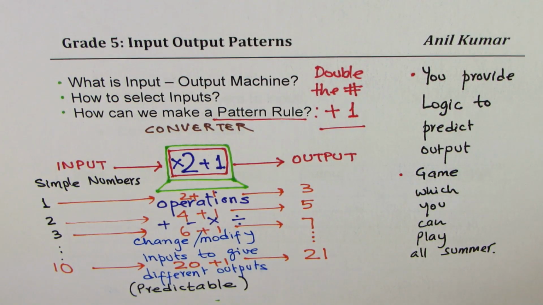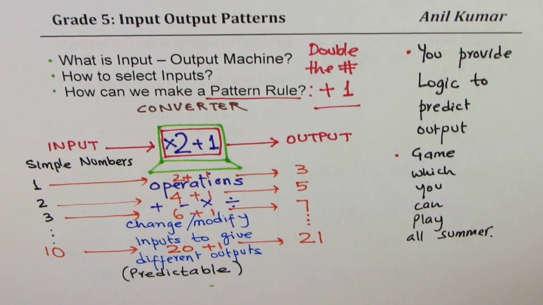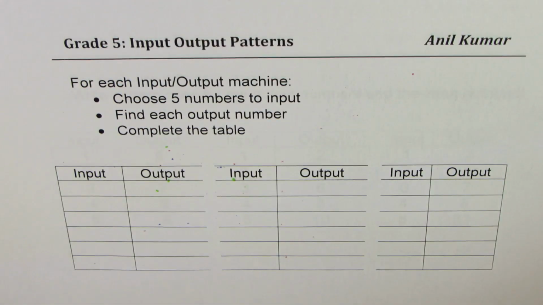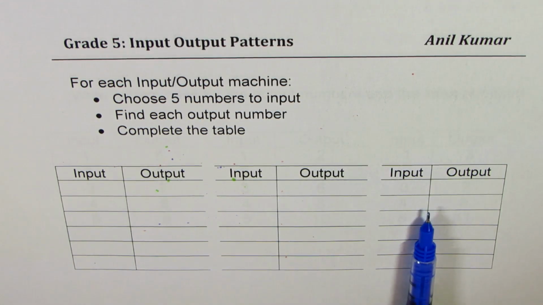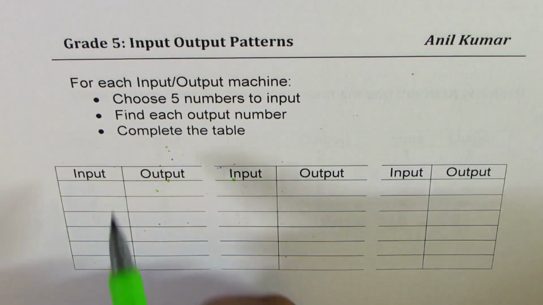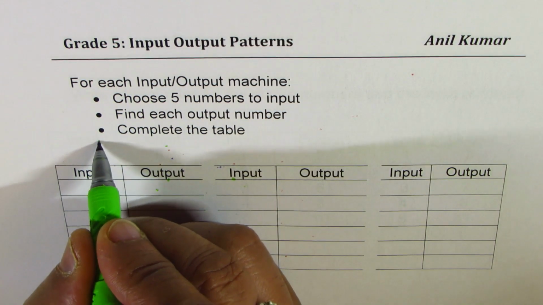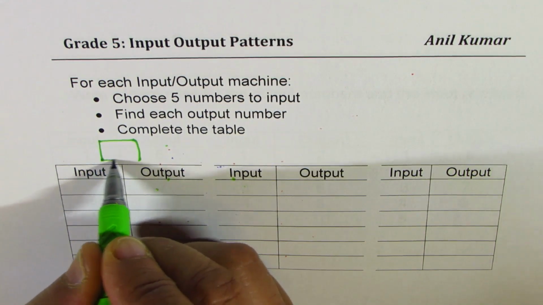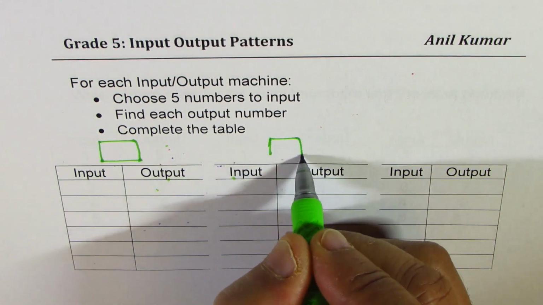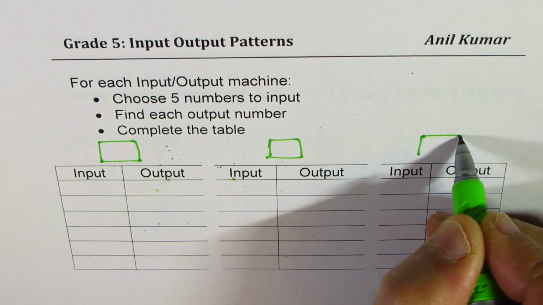Now here are few questions based on whatever we learn. Have a good look. So basically, these questions will help you make your own machine, right? So here, we want you to make your machine. So I'll like you to make 3 machines here. So here is the first machine, second machine, and the third machine.